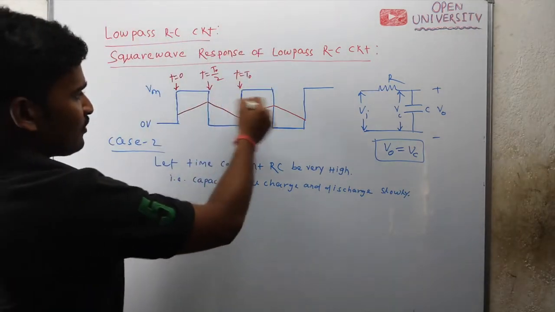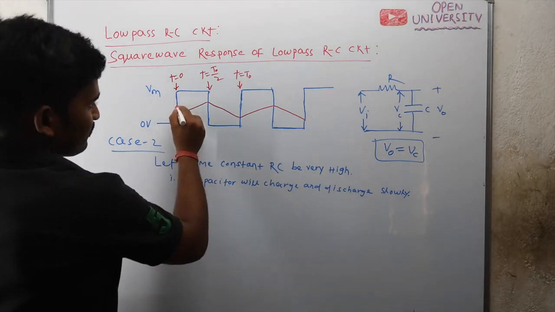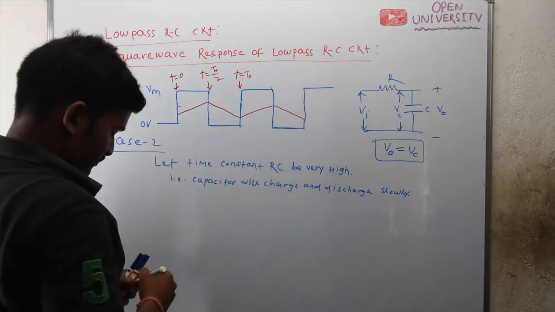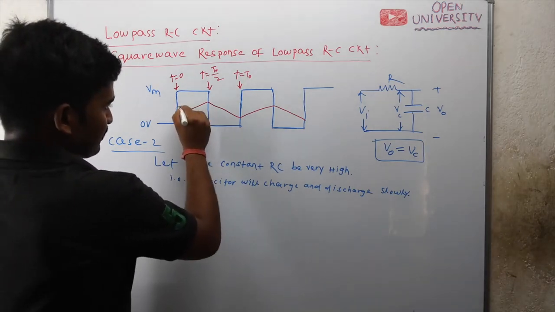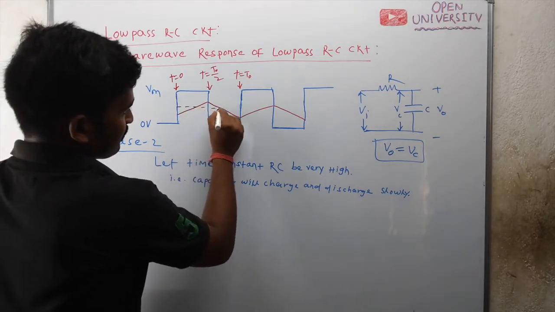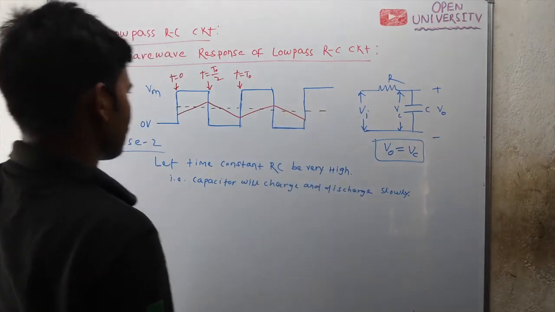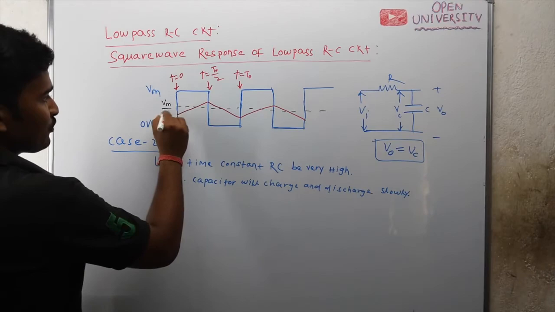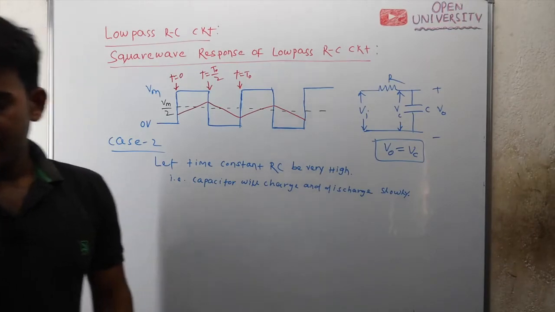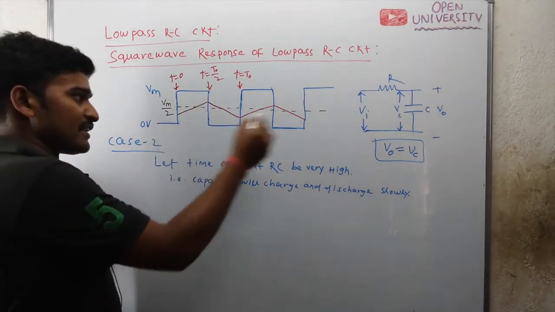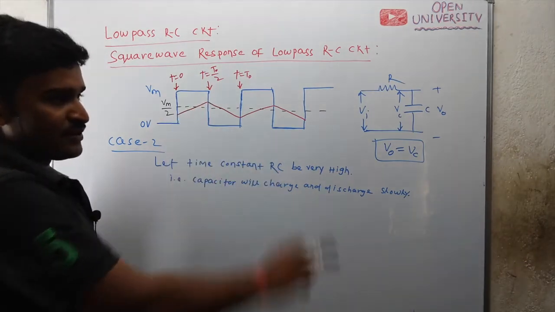Now, what is the DC value of the input waveform? This is your input waveform. The DC value is nothing but this value. This is the DC value of the input signal. And what is the DC value? Vm by 2. The average value of the input signal is Vm by 2. Write down this point. Input waveform has a DC value Vm by 2. And this is also the average value of the output waveform.